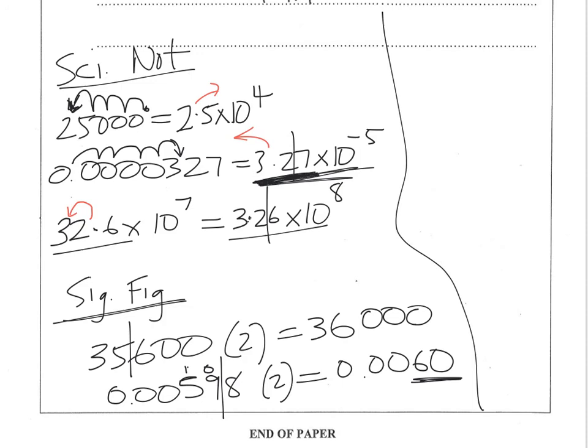But zeros in the middle of numbers are also significant, so you've got to count those. So for example, 30600, that is 3 significant figures.